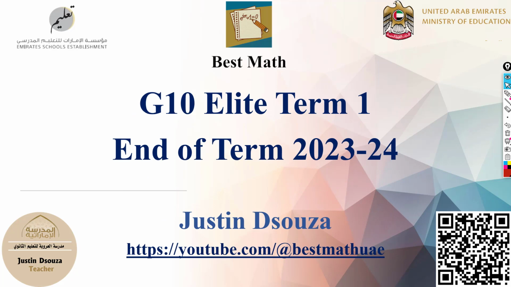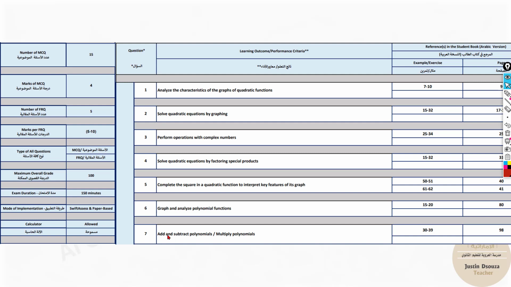In this particular set of videos, we will go through the Grade 10 Elite Term 1 exam questions. All the 20 questions will be explained. Let's look into the breakdown of these questions. The first 15 questions are all MCQs, where you will have 4 options and you need to select the correct one. And the last 5 are free response questions, FRQ, where you need to write each and everything in detail. A calculator is allowed and the exam is 150 minutes in total.